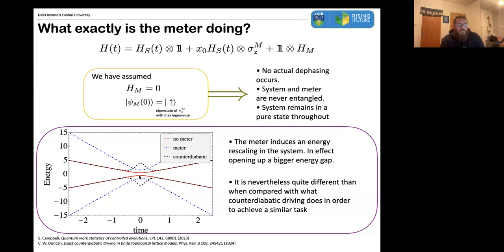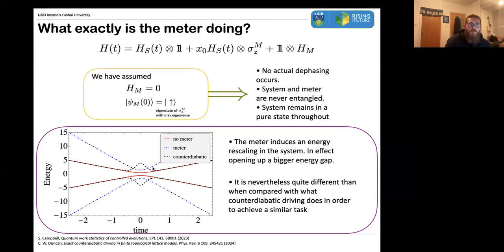The adiabatic criterion is such that whatever the minimum energy gaps are, that's what dictates the adiabatic dynamics. The size of the energy gaps is directly what dictates how likely I am to see some transitions. By coupling to the meter, I push those energy levels apart, and then I'm guaranteed to be able to achieve an effective adiabatic dynamics on a quicker time scale.